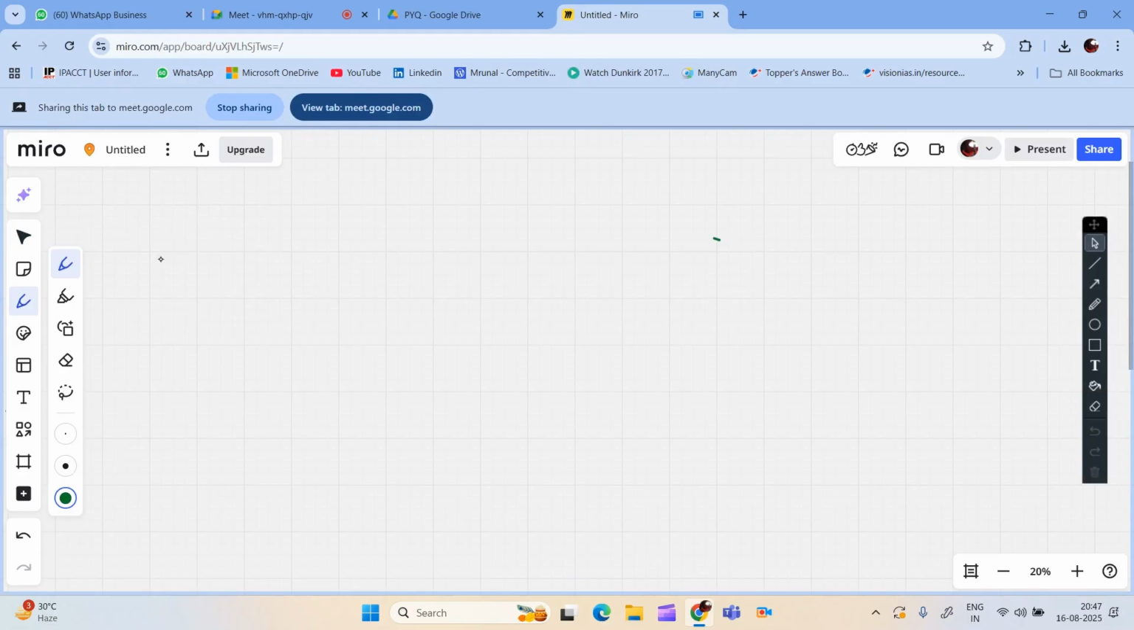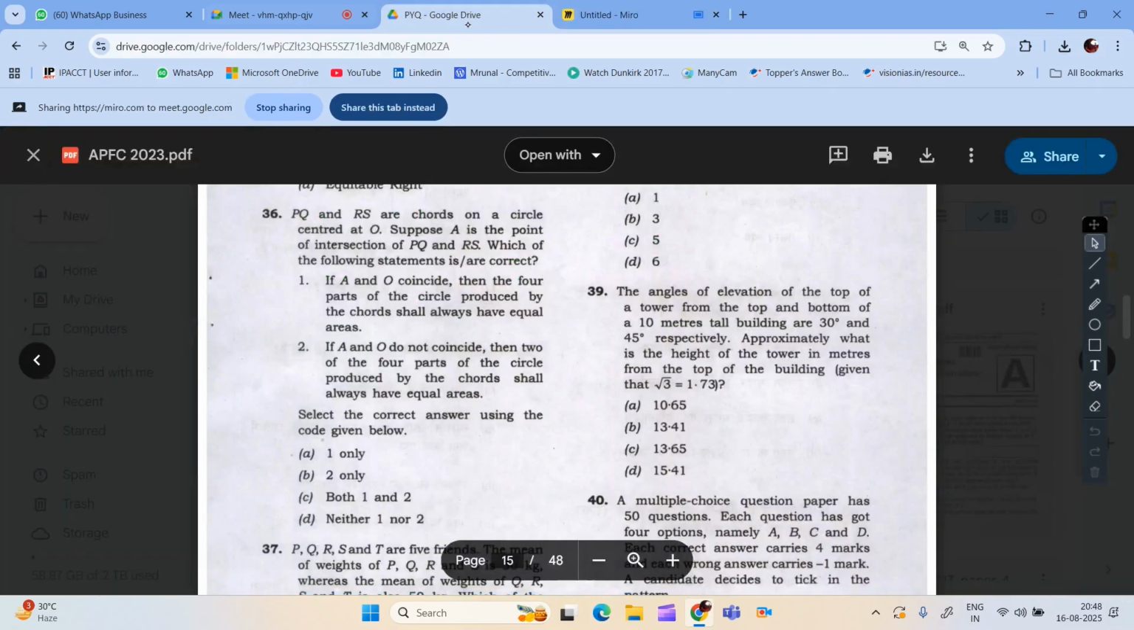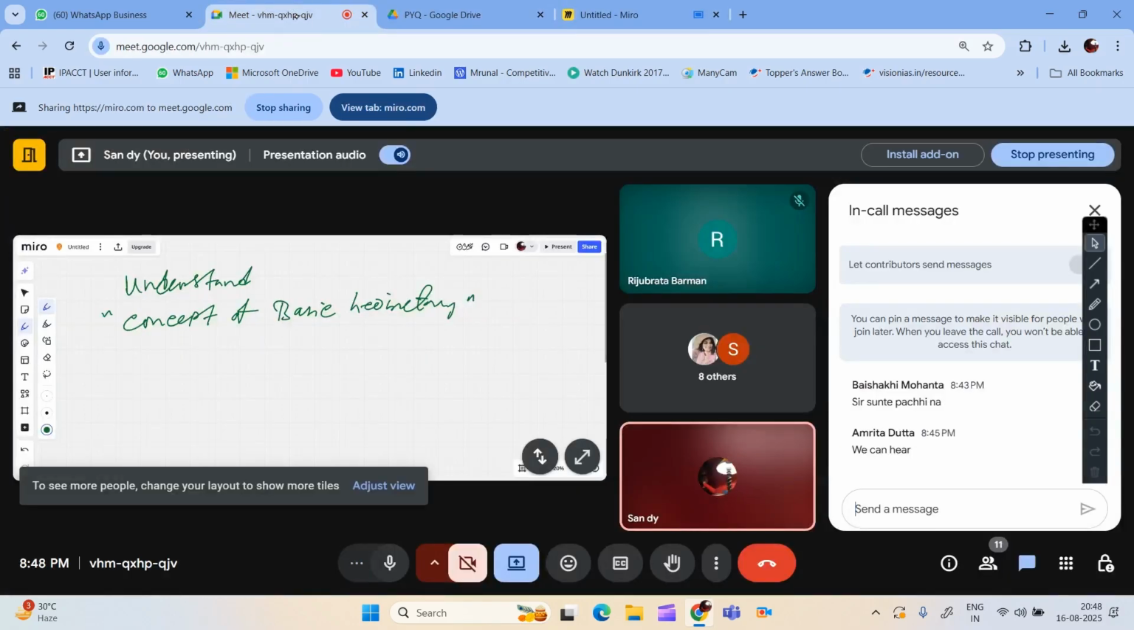Judging from the question, what I can tell you is that you need to understand the concept of basic geometry here. That is the most important part. Got it?